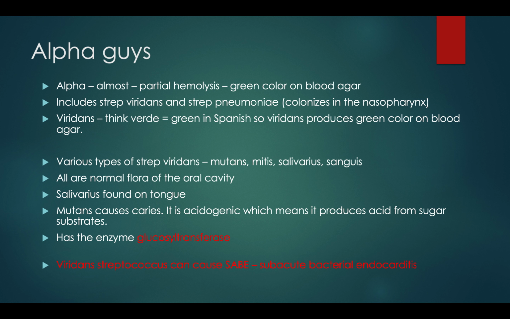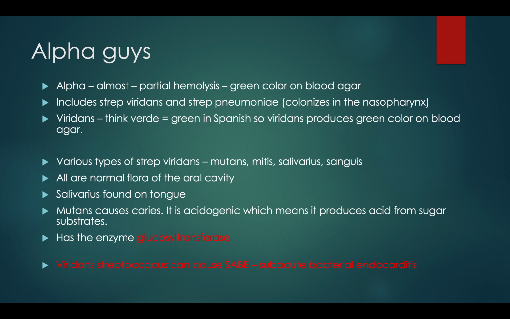We have the alpha guys. They produce a green color on the blood agar. An easy thing to remember if you can. One of the most common organisms is the strep viridans and the strep pneumoniae. So if we got the strep viridans, think verde is green in Spanish. I've been learning a bit of Spanish in the past couple of months, so verde is green in Spanish. So just remember viridans produces green color on blood agar.